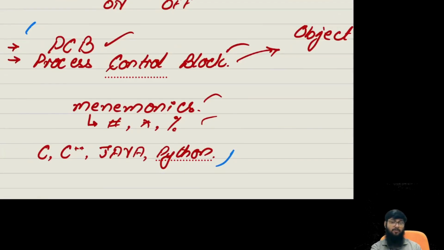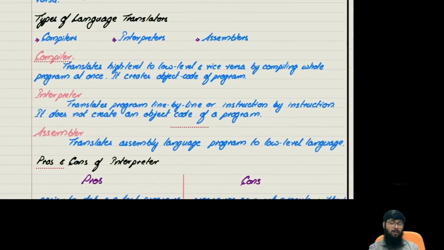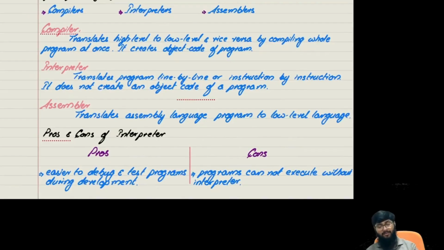So it is time consuming, and it is not going to create the object code or the object file. So each time you need to execute that particular software, you need the interpreter. So do remember, object code is that which is written in the low level language, and source code is that which is written in the high level language. So coming towards the assemblers. An assembler's purpose is to convert a program written in an assembly language to a low level language and vice versa. Now there are a few advantages and disadvantages of the compilers and the interpreters as well.